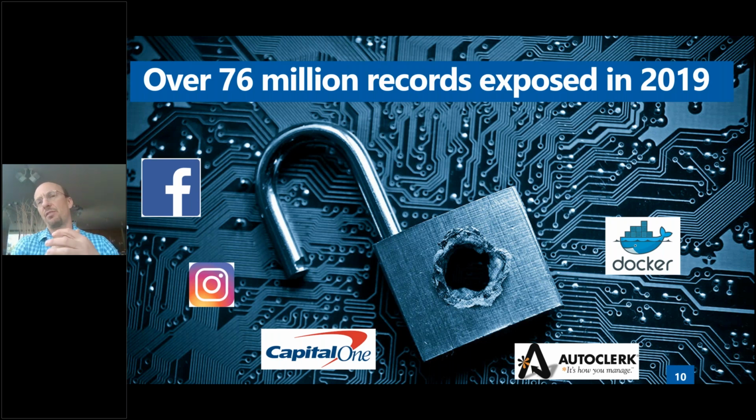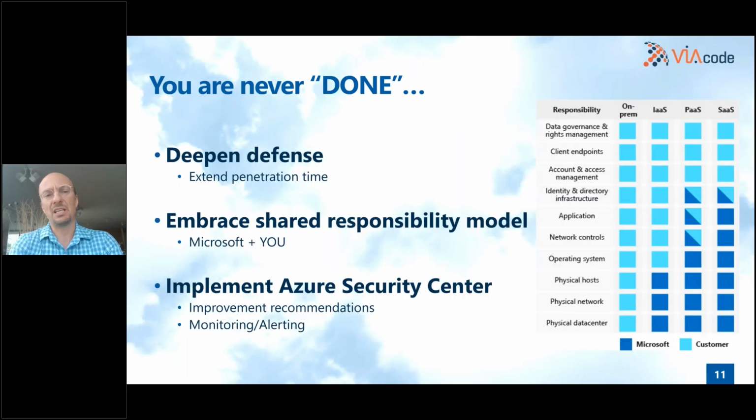And I did a quick math. I ran through most well-known security incidents in 2019, and I counted over 76 million personally identifiable records that have been exposed. And these companies are not naive rookies. Those are some top high-tech companies, and they still do that wrong. So the point is that security, you're never done with security.